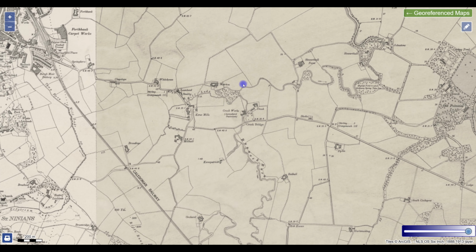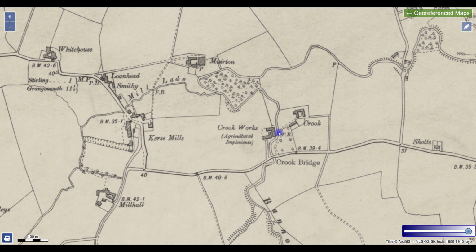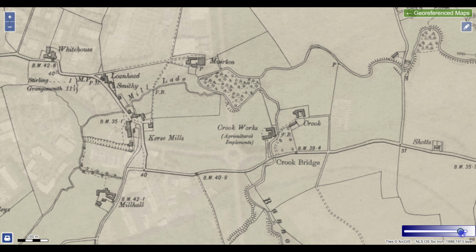Now let's see how that's changed over the years. As you can see, if I just zoom in on this, you can see how the Bannockburn, when it goes past the Crook Works, takes this big loop and then comes back on itself as it winds its way down to the estuary at the River Forth. But with the modern development of the A91, you'll see how that's changed.